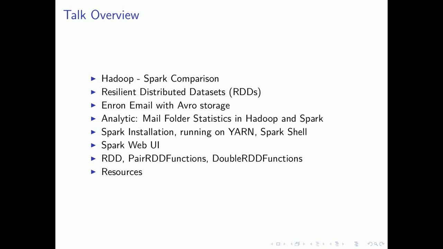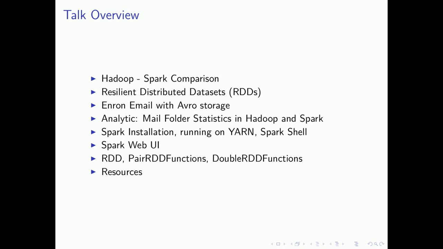So, talk overview: compare Hadoop and Spark, and then talk about the central Spark abstraction, which is the resilient distributed data set. Talk about Enron email, how we put it into Avro, talk a little bit about Avro, and then do an actual analytic, in Hadoop with MapReduce and in Spark. Just core Spark, none of the add-on packages, to give you a feel for what that looks like. As we go through the analytic, I'll show you how to install Spark, how you can run it on top of YARN, and the interactive analytics through the Spark shell.